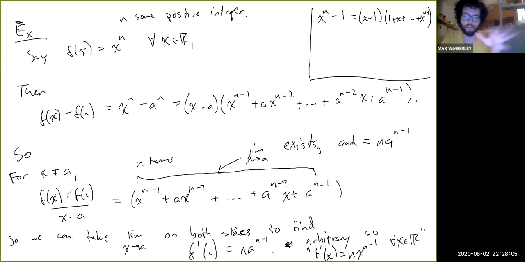But you don't want to just willy-nilly push symbols around and do algebra. You really should think about it more concretely.